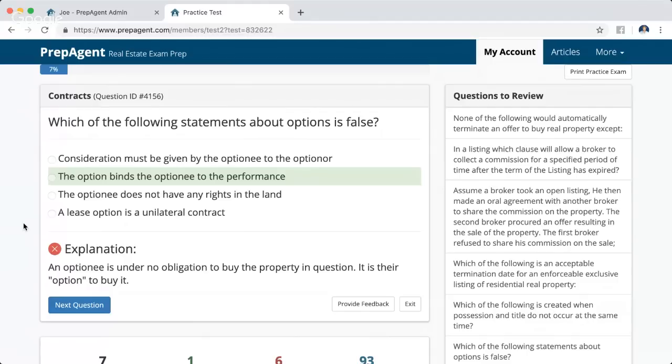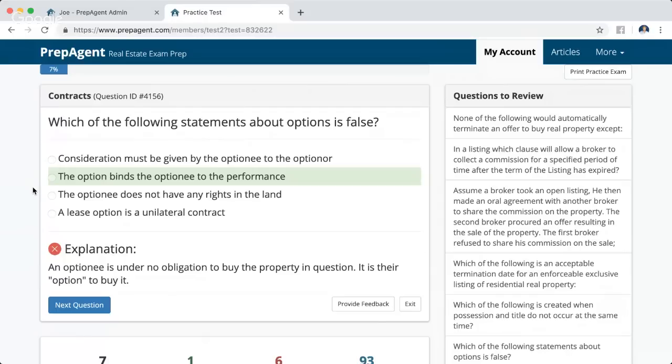All right, what is an option? By definition, just basic English language here, right, guys? Option just means they don't have to do something. You have the option. You could go either way with it. It's a choice. Exactly, Angela. So when you look at this question, which of the following statements about an option is false? When it says the option binds the optionee to the performance, we know that's false because by definition, an option means they're bound to nothing.